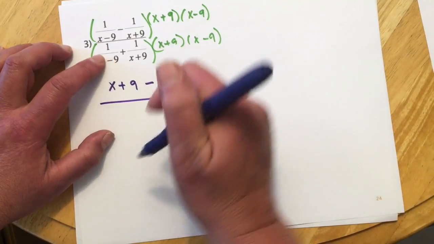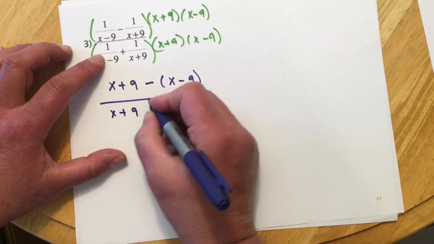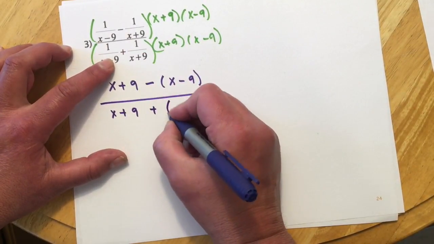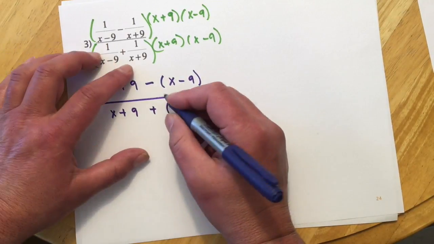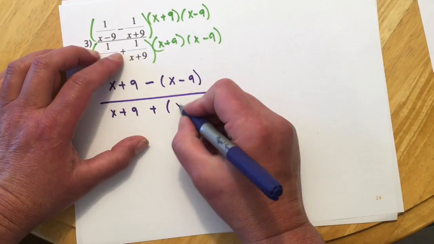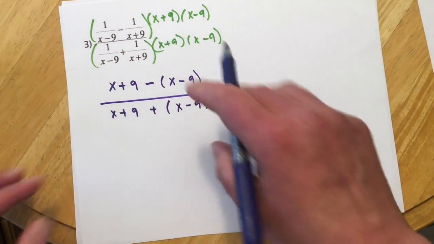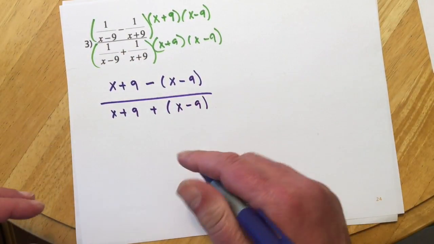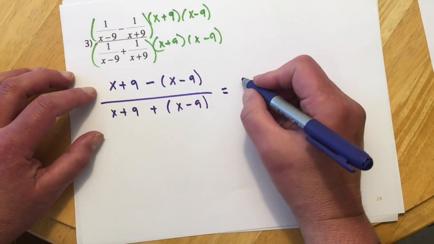Downstairs, minus 9's cancel, so x plus 9. And then plus, don't really need a parenthesis, but I just wrote it, so I'll go with it. Plus x minus 9. And so these are not factored, so we cannot cancel yet. So we've got to collect our terms.